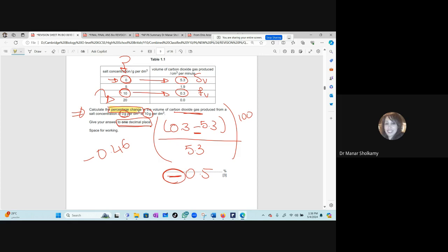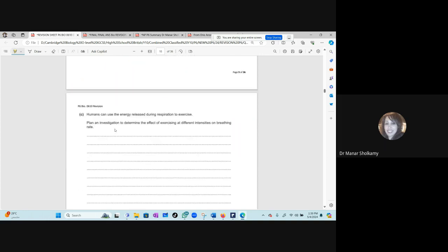If they said percentage decrease, then we know it's a decrease. I'm going to remove the minus. I hope it's clear because I'm not going to answer any questions related to this part anymore.